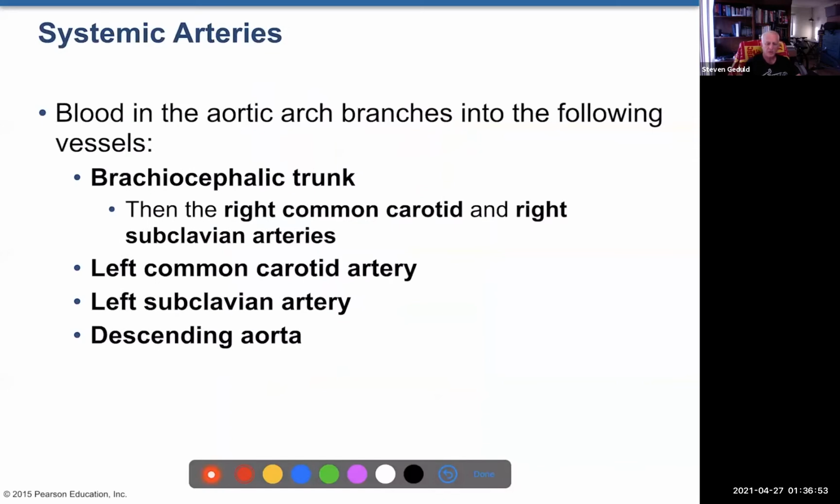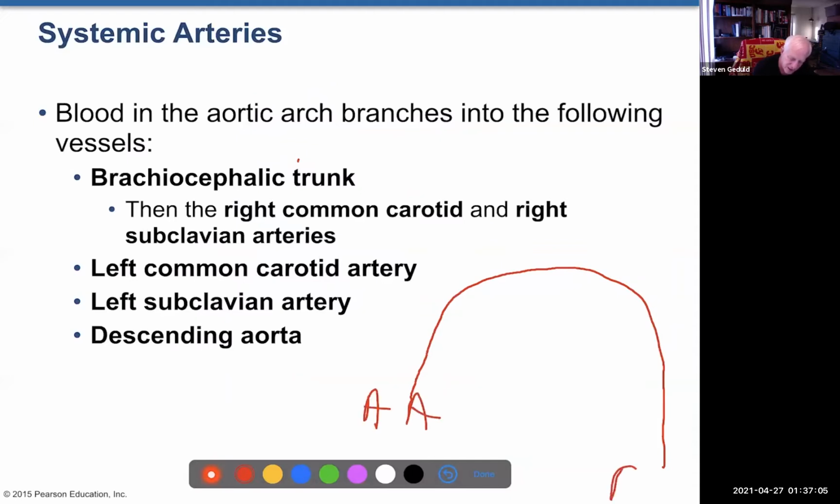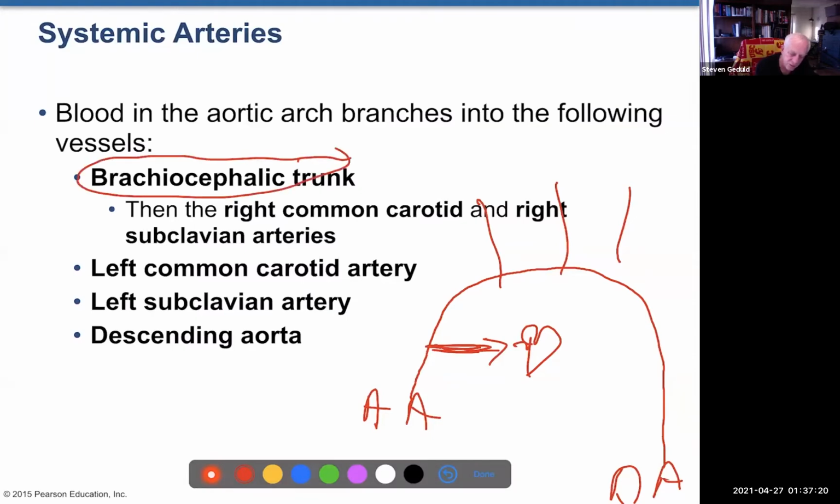So blood in the aortic branches, these are the three you needed to know. It comes up. This is your ascending aorta, your aortic arch, and then your descending aorta. So this is your ascending aorta, AA, your descending aorta, and you have three branches that come off of here. Your coronary branches come out of here that go right to the heart. They bring blood supply to your heart. Okay. So the brachiocephalic trunk is the first one. This is this one right here. That's your brachiocephalic trunk.